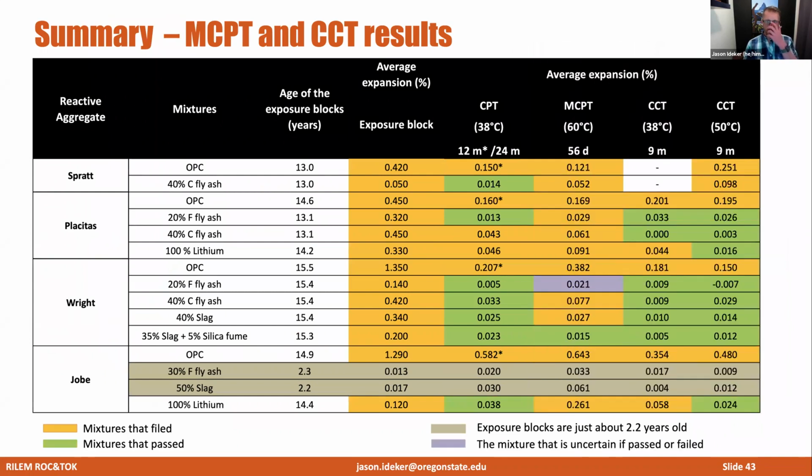Just in the interest of time, I'll go through this slide fairly quickly, but one thing you can see is that the exposure block expansions shown here in this mustard yellow color are all mixtures that have failed in the field. And you can see that the concrete prism test really didn't pick up many of those mixtures as potentially failing. It passed a lot of those mixtures. You can see the miniature concrete prism test, though, has done a much better job of picking up those prevention methods as those that would fail in the field.